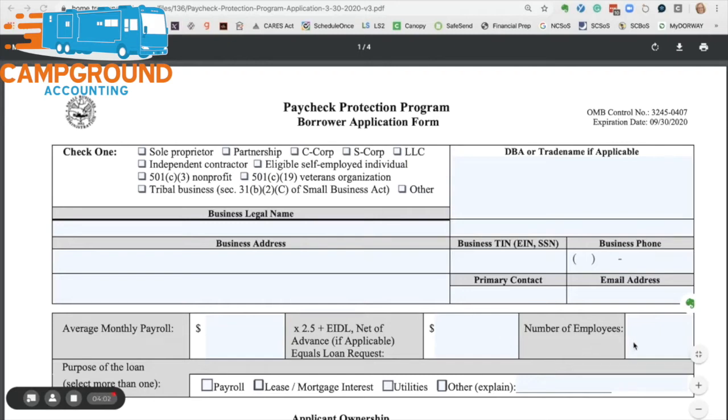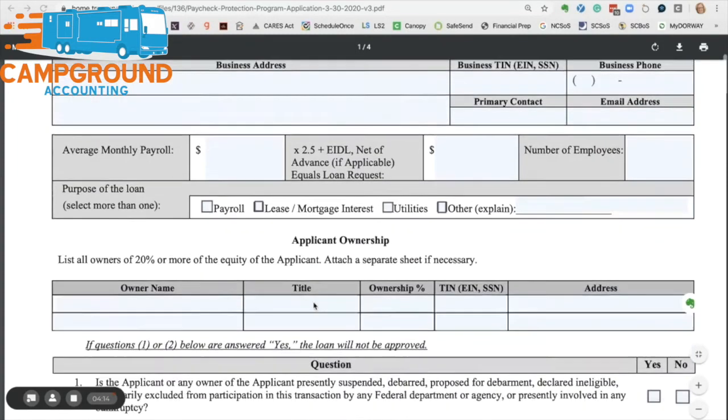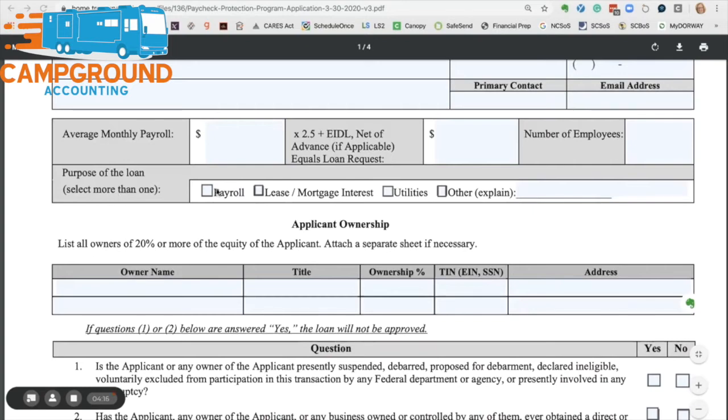The number of employees, again, with some controversy, we discussed this before. It is probably the number of people you have working for you before the COVID crisis began. The purpose of the loan. You can select more than one. I would suggest that you select payroll. If you have a lease or a mortgage, please list that. And also if you have utilities. I would not suggest marking the other button at all.